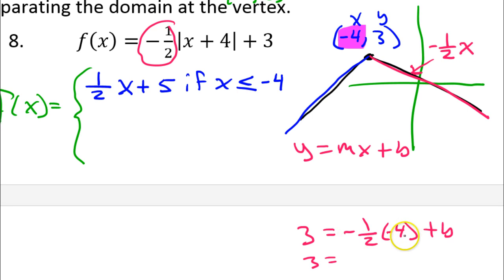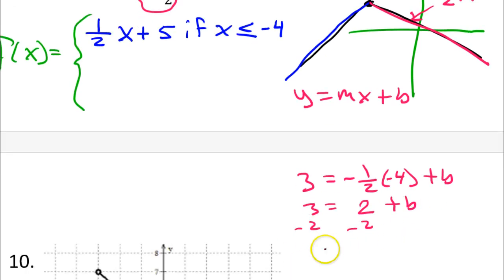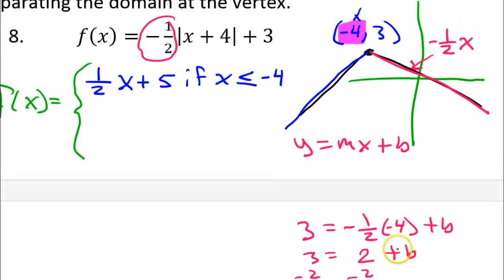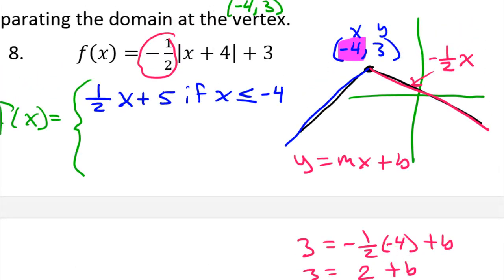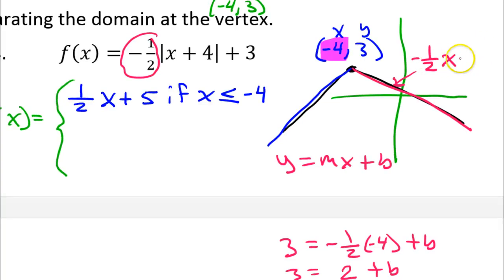Now a negative times a negative is a positive. 1/2 of 4 is 2, so that'll be a positive 2 plus b. When I subtract 2 from both sides, I get 1. So b is equal to 1. So that makes this equation negative 1/2 x plus 1. So that's what's going to go right here, negative 1/2 x plus 1.